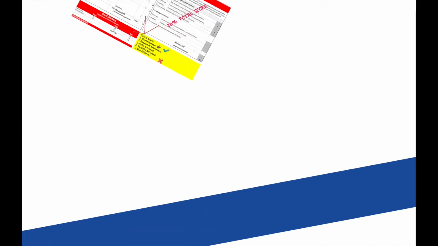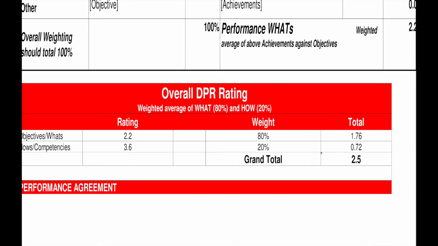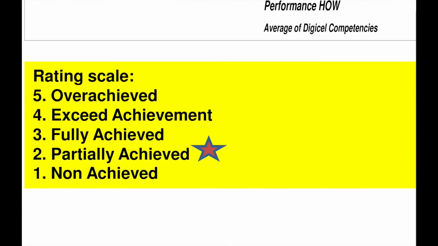So let's have a look at another example. Here we see the employee has partially achieved. The manager has scored the employee with a mix of results, which would be an outcome of how the employee performed against the set objectives and competencies. The total score in this example is 2.5, which means this employee achieved a partial achievement in their DPR score.